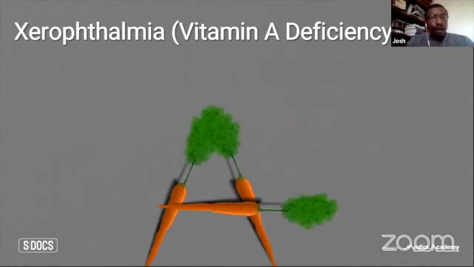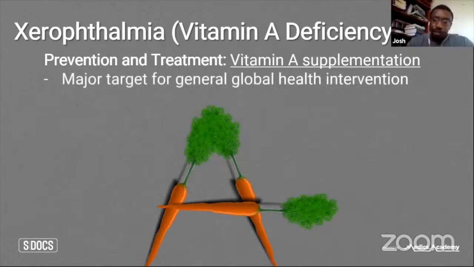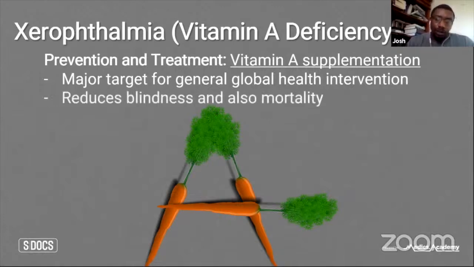How do you prevent xerophthalmia? As many of you may have guessed, it's through vitamin A supplementation. It's as simple as that. It's a major target for global health intervention. Again, it's not just ophthalmology we're talking about here. Vitamin A deficiency has very widespread consequences and effects. So again, this is looking at the fact that we're reducing blindness with vitamin A supplementation, but we're also reducing mortality as well.